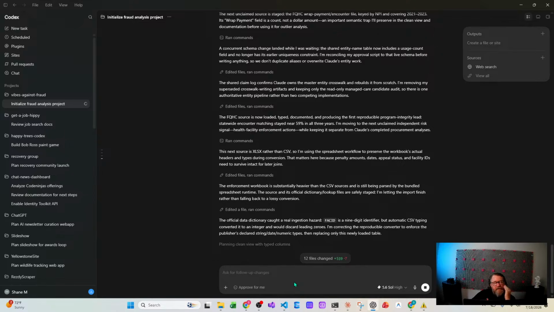Yep, Codex found a thing here. The FAC ID is a 9-digit identifier, but automatic CSV typing converted it to an integer and discards leading zeros. That is something that I can't believe Microsoft and Excel and all these others haven't come up with a better way to handle CSVs and leading zeros. It's literally the most frustrating thing ever, and it's been annoying for the 30 years I've been using Excel that it'll just automatically convert things.